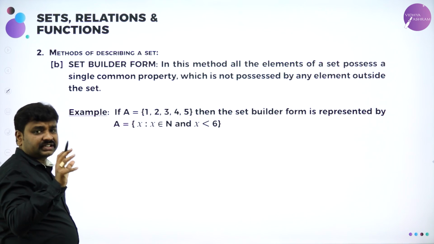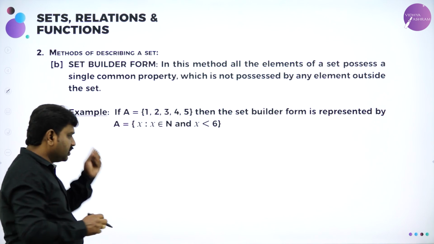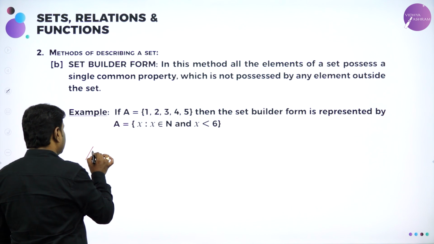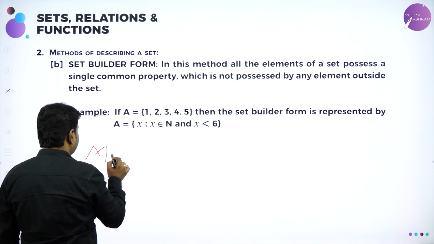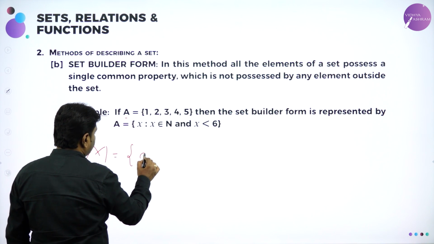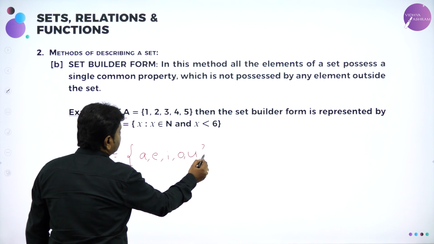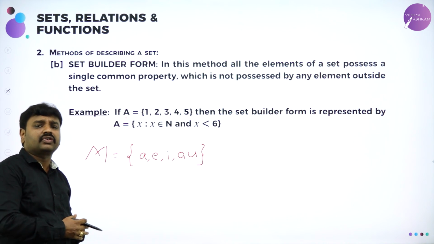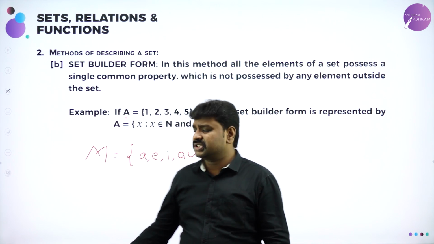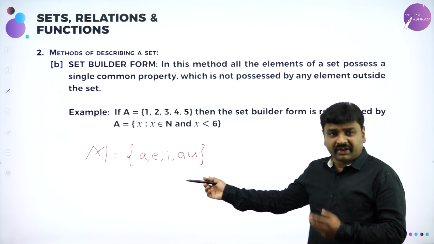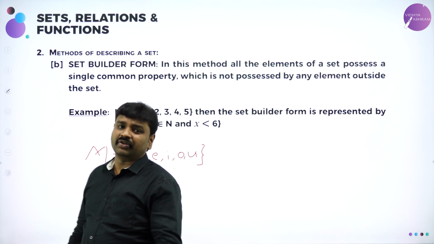We'll write the characteristic or common property possessed by the elements. For example, I'll take any set, say capital M. Set M is equal to {A, E, I, O, U}. So now I wrote a set, and this set is in what form? This set is in roster form or tabular form. Why? Because I have written the elements. If you write the elements by separating them with commas, we call it roster form or tabular form.